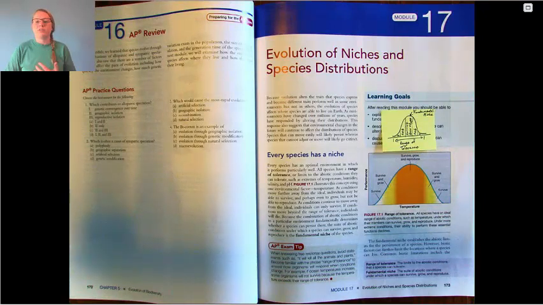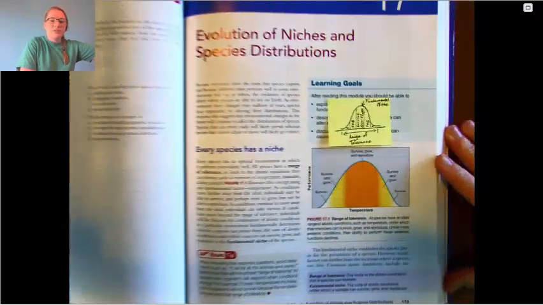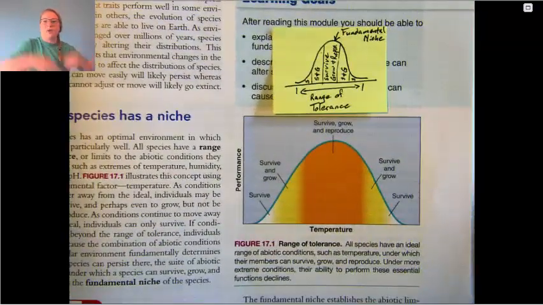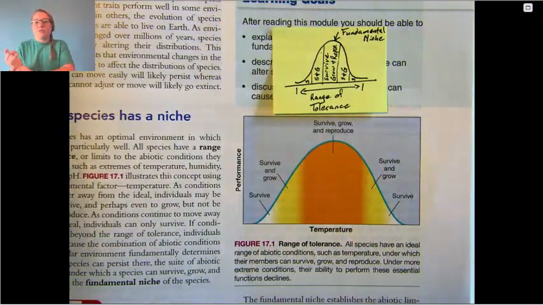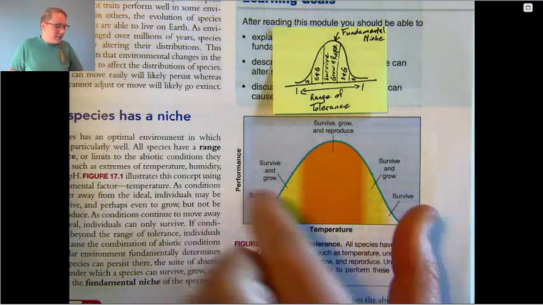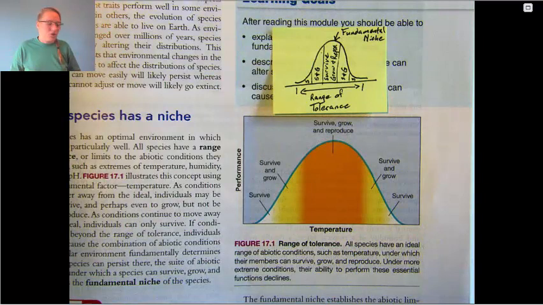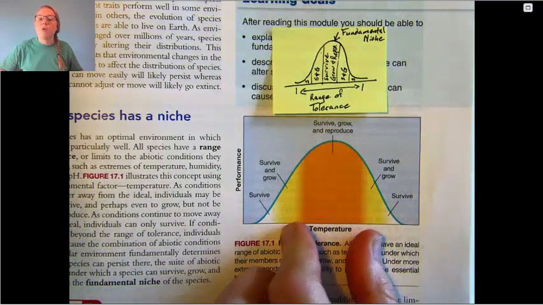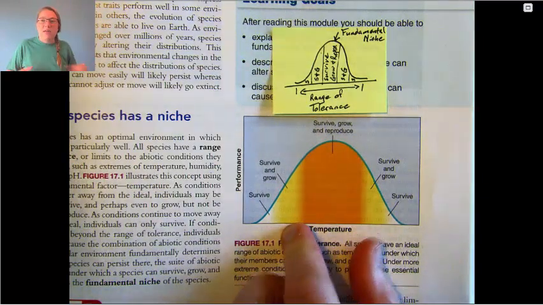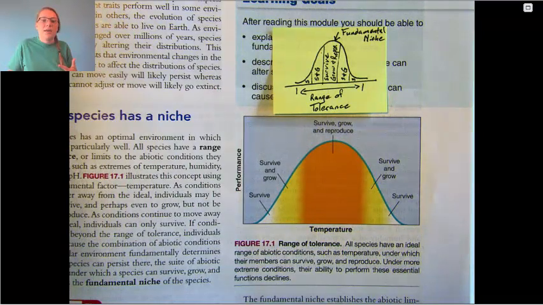So the range of tolerance is all the particular places that a species could possibly survive. So anywhere that it can survive, it's got enough food, it's got enough water, so it can exist there. It's not really doing great, but it's alive. Then if we go in a little bit, so this is particularly looking at temperature, it can survive and it can grow, it can thrive there. It's not on the brink of dying all the time.